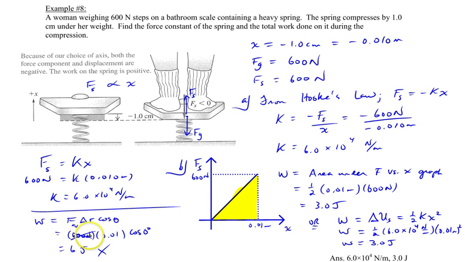And the average force would not be 600. That's the maximum force at this displacement. The average force is 300 newtons. But I don't really like using this method. This would obviously give you 3 joules, but be careful with this formula. I think you should only be using this when you have a constant force. Okay, and that's it for example number 8.